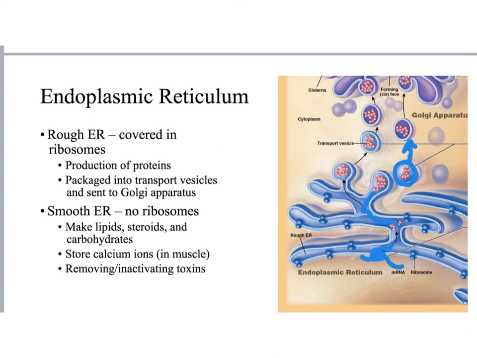Now, if it's a smooth endoplasmic reticulum, that means there are no ribosomes. If there are no ribosomes, that means there's no protein synthesis. But other things are still being made in there, like lipids, steroids, carbohydrates. We're going to see in muscle that there's a specialized type of smooth endoplasmic reticulum called sarcoplasmic reticulum, and that's going to store calcium ions. So remember we were talking in the previous slide that endoplasmic reticulum can store substances from the cytoplasm. This is one example of that in muscle. The endoplasmic reticulum stores calcium ions. And then we talked about the inactivation of toxins as well.